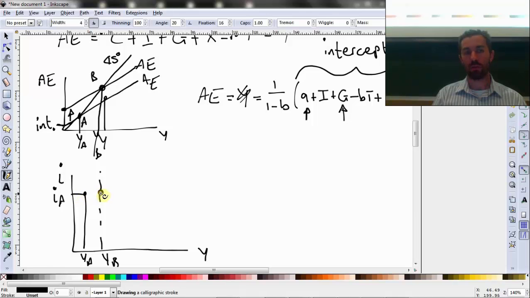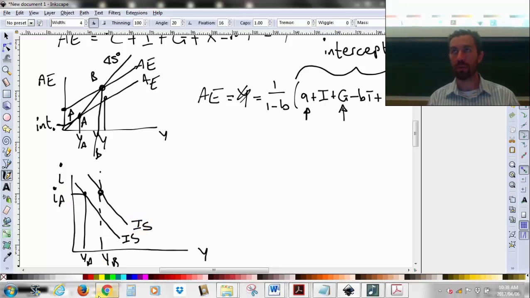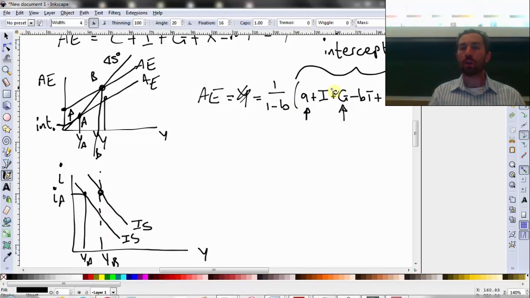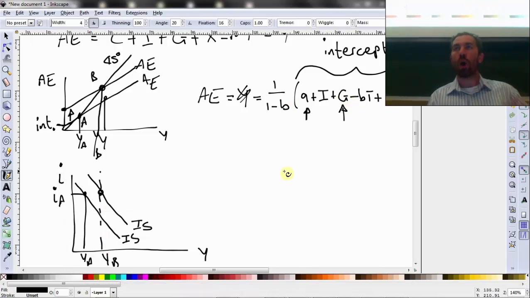So if originally I had an IS curve that passed through this point, IA, YA, once I've increased G, I can't be on the same IS curve. I have to be on an IS curve with a totally new relationship between interest rates and output. So because I changed G, not because of a change in interest rate, I've shifted my IS curve.